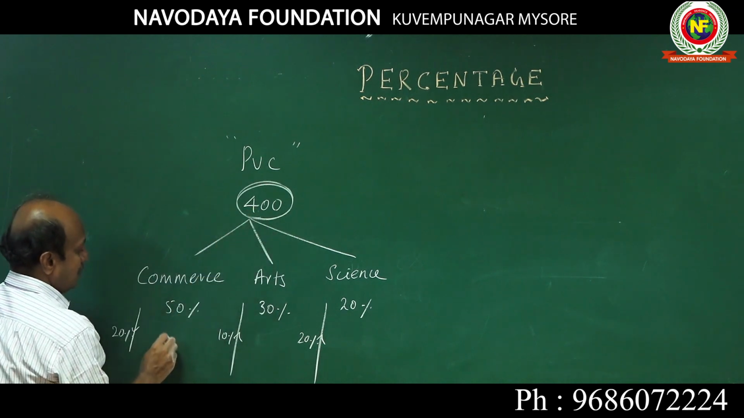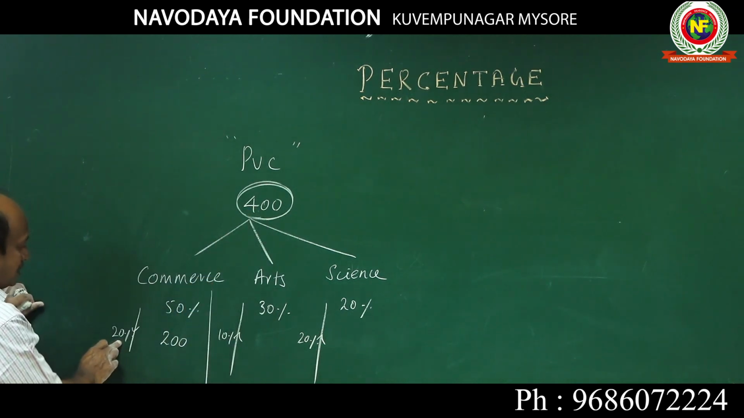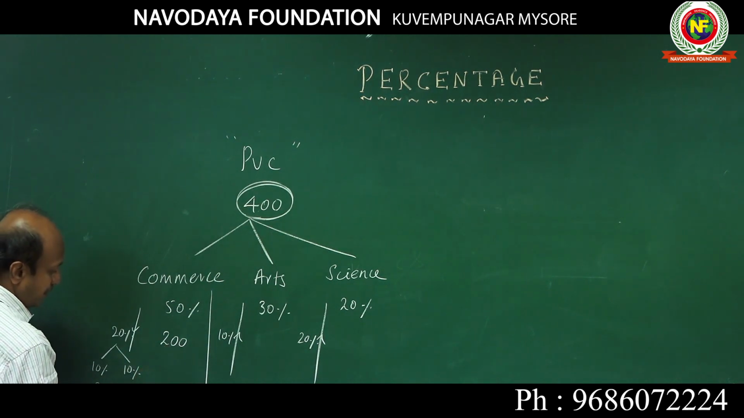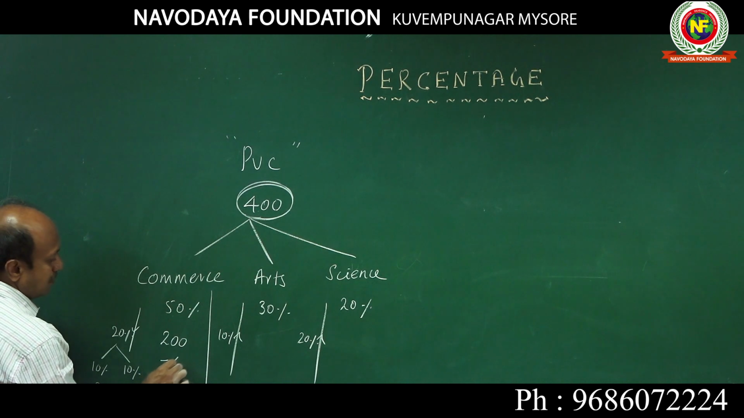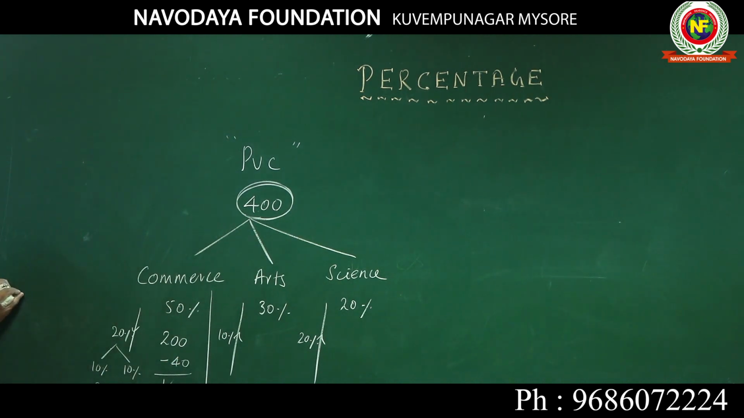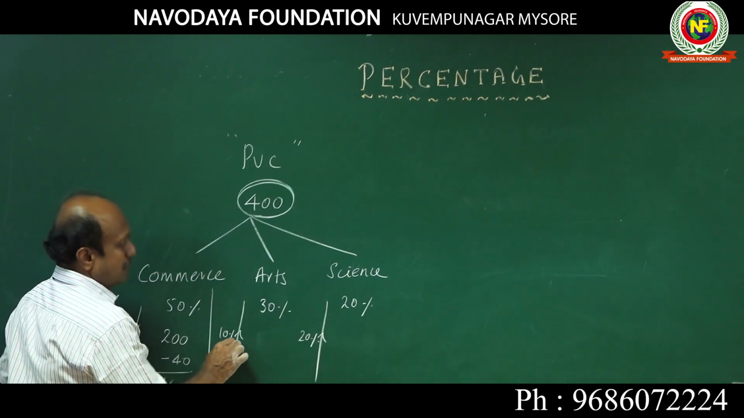50% of 400 is nothing but 200. How much is the decrease? 20%. You can make 20% as 10% and 10%. 10% of 200 is nothing but 20. Again 20. It is a decrease, therefore minus 40. How much do you get now? 160.